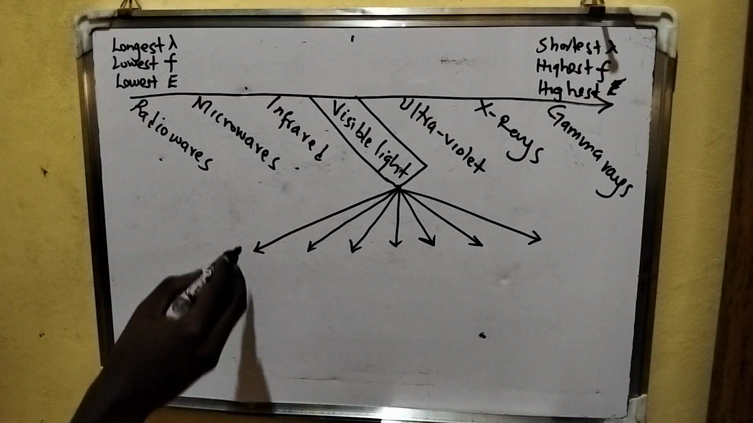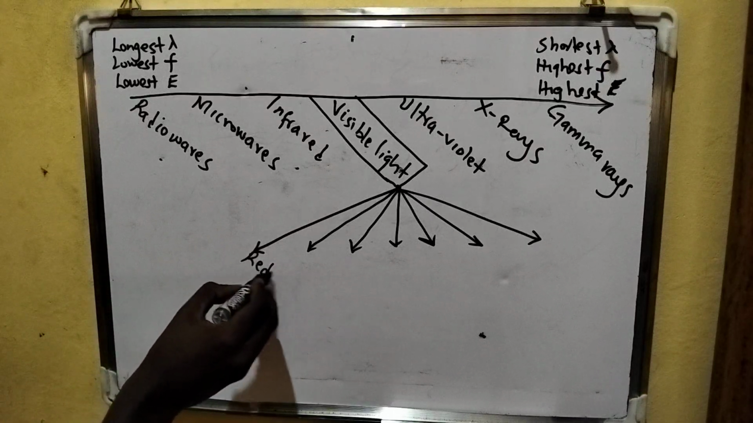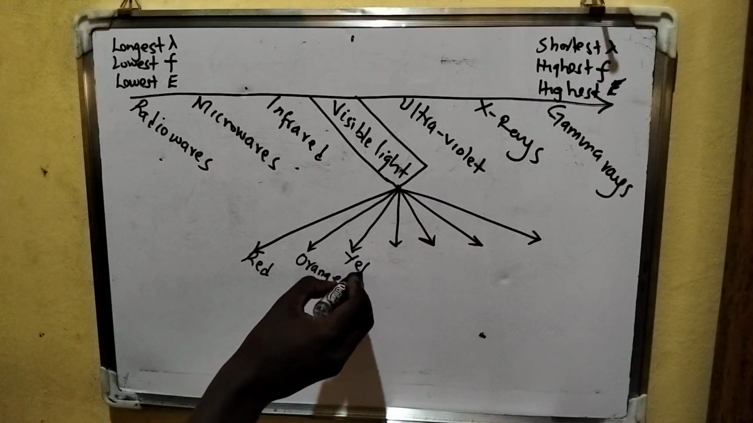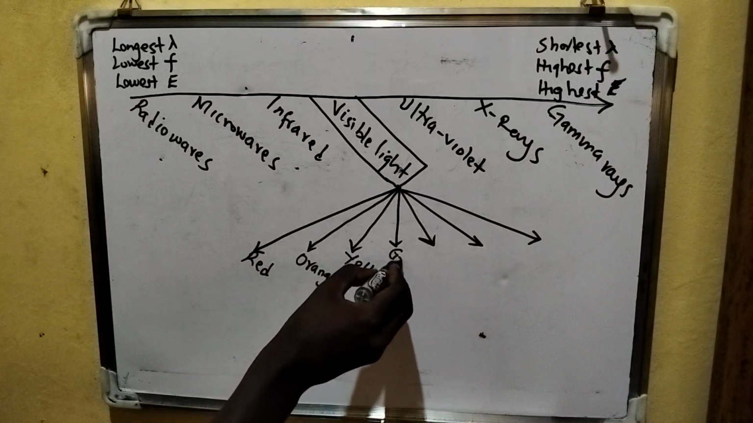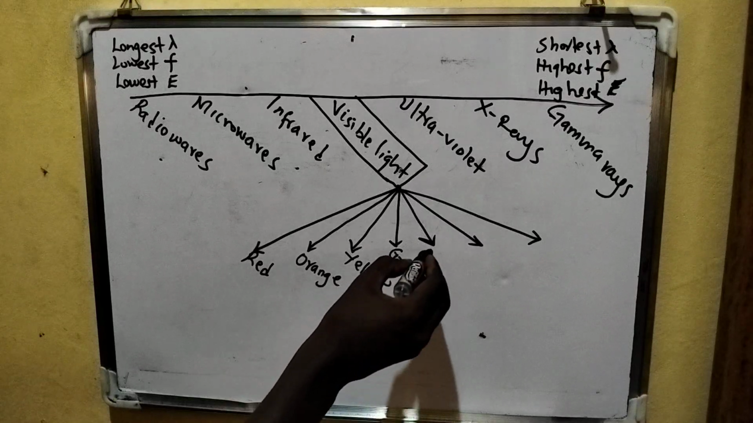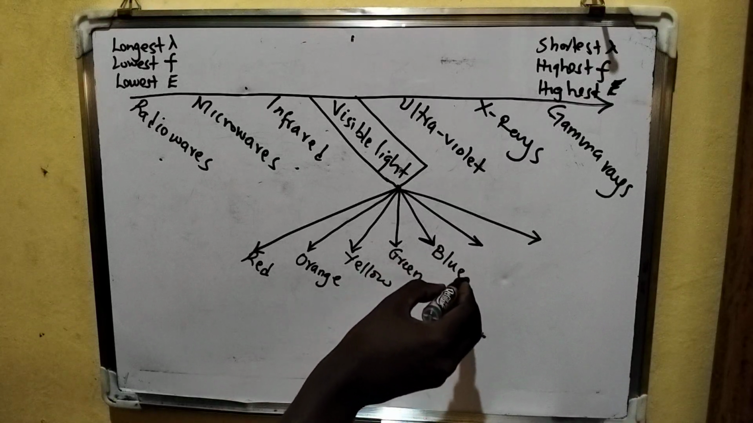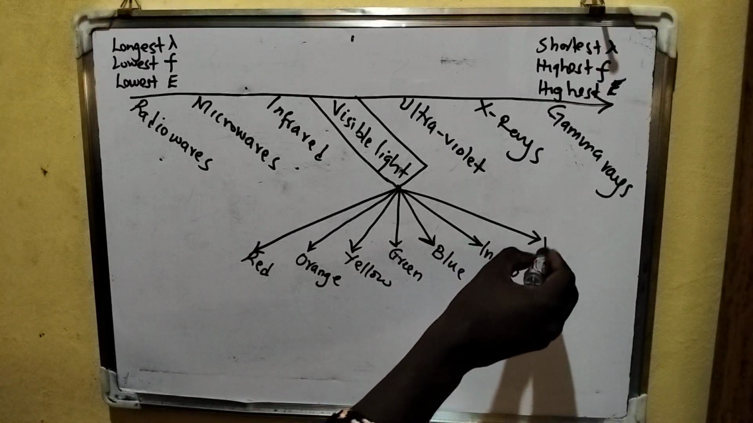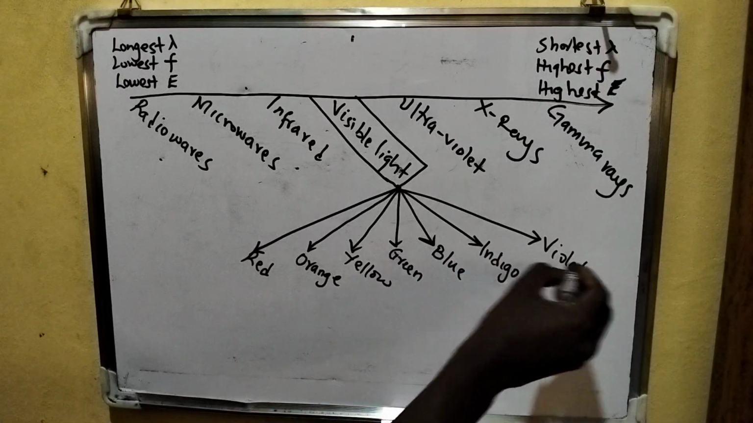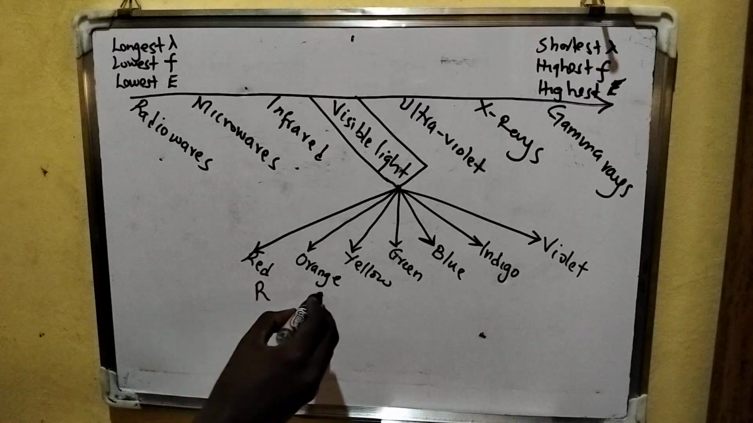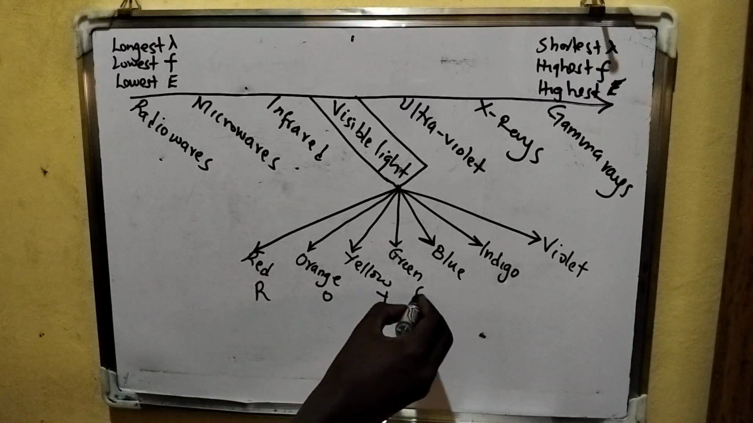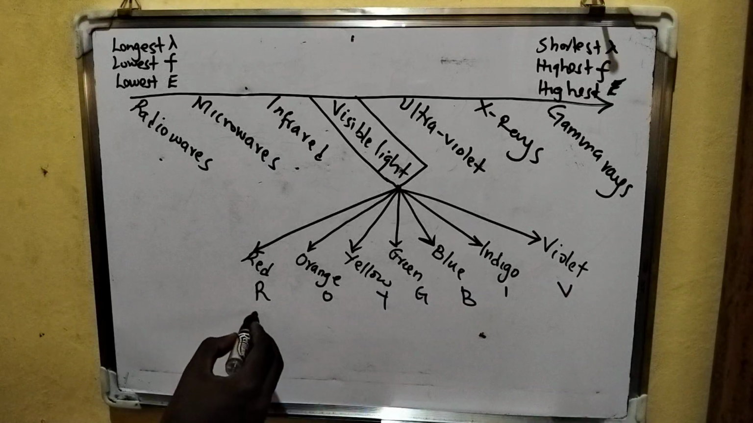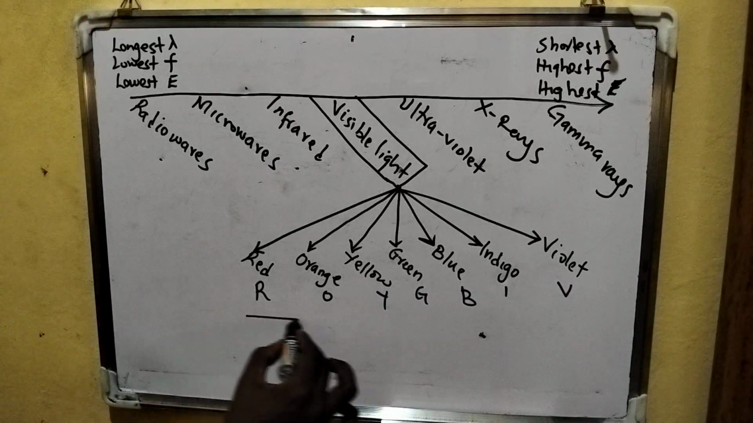The parts of the visible light are red, orange, yellow, green, blue, indigo, and finally violet. How do we master this one? We have always known it is ROY G BIV. ROY G BIV. This order is from red to violet.